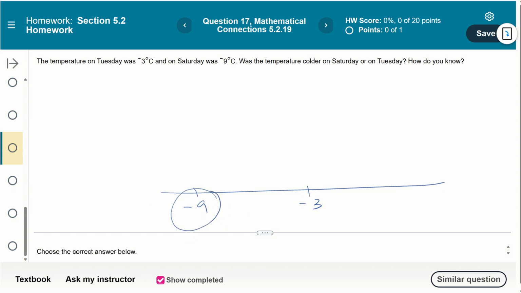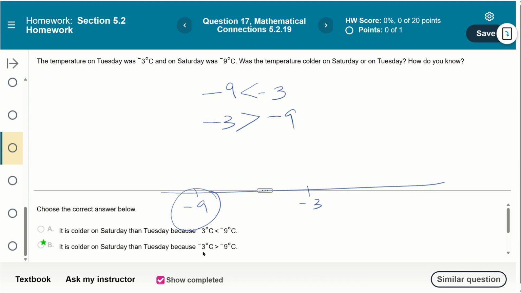That's colder. All right, and how do we know? Because you can either say because -9 is less than -3, or you can say because -3 is greater than -9. So depending on what kind of format they're setting up the answer in, you would put it like that. Okay, you can see here, like they put it like this, so you would want to go with that particular answer that you came up with.